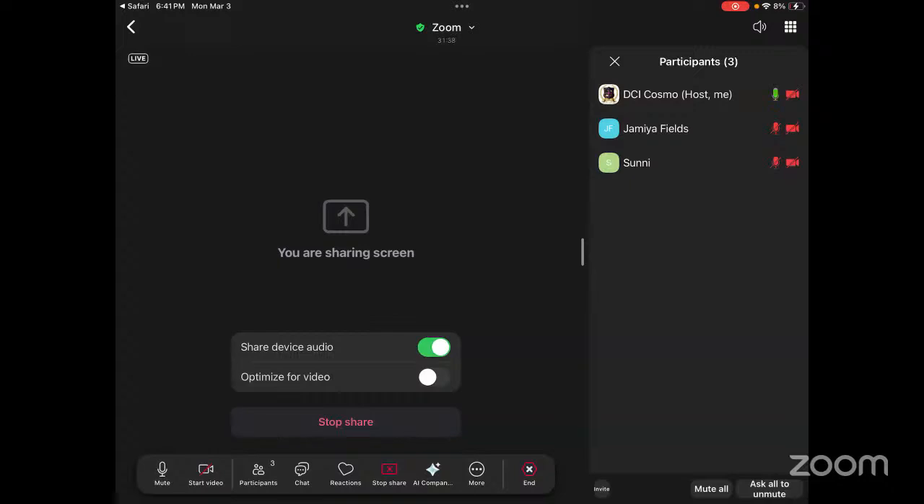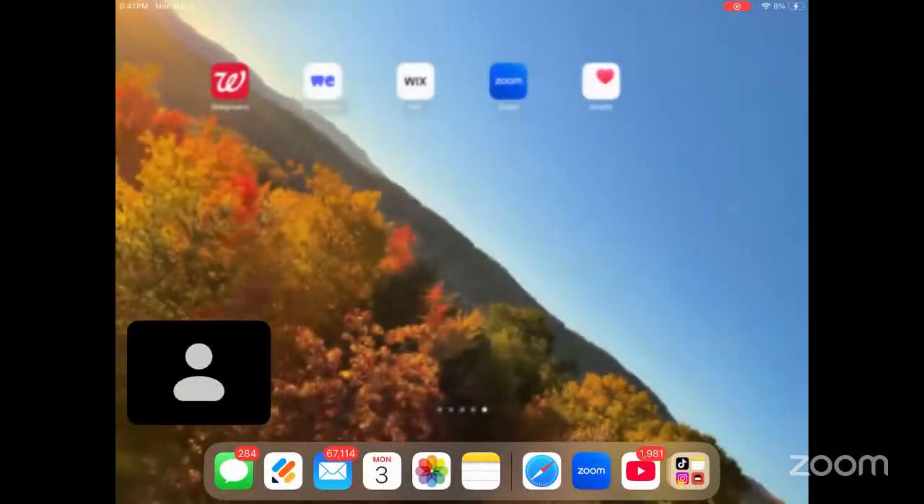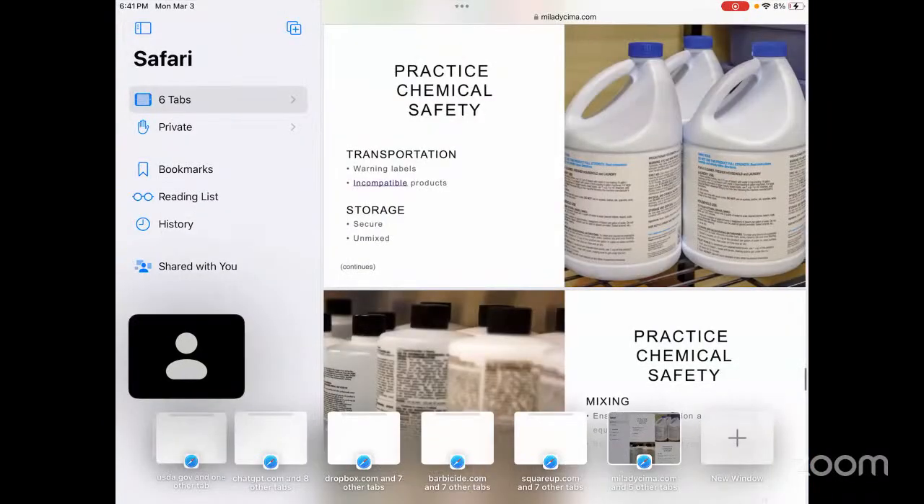I just came off the camera so I can check and see who all was needing to jump in. We're good. We don't have anybody needing to jump in.